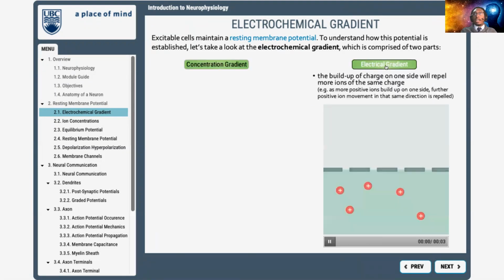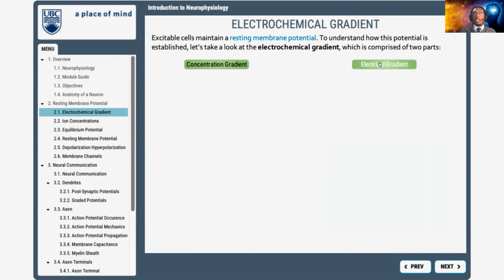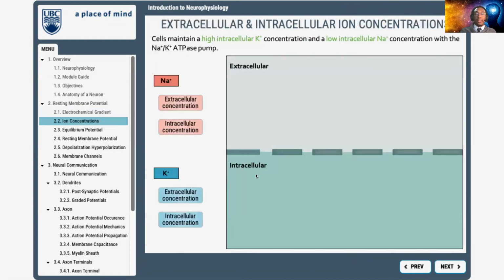And then there's the electrical gradient, which once again follows the principles of opposite charges attracting each other. In this short video, once the first few positive charges go outside of the cell, the last two positive charges are repelled back inwards because there's a buildup of positive charge on the outside. So these are the two forces that control the ion concentrations in and outside of a neuron.